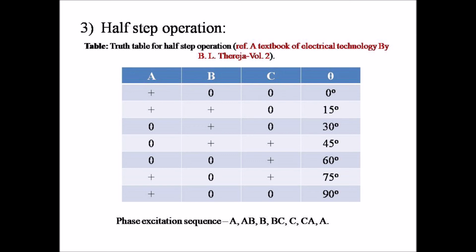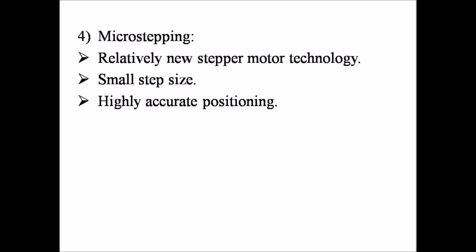Therefore, we can say that half-step operation provides resolution that is double than that provided by single phase on and two phase on modes. The final mode is microstepping. Actually, microstepping is relatively new stepper motor technology. In case of microstepping, two phases are excited simultaneously, but the difference is they are provided with unequal currents.